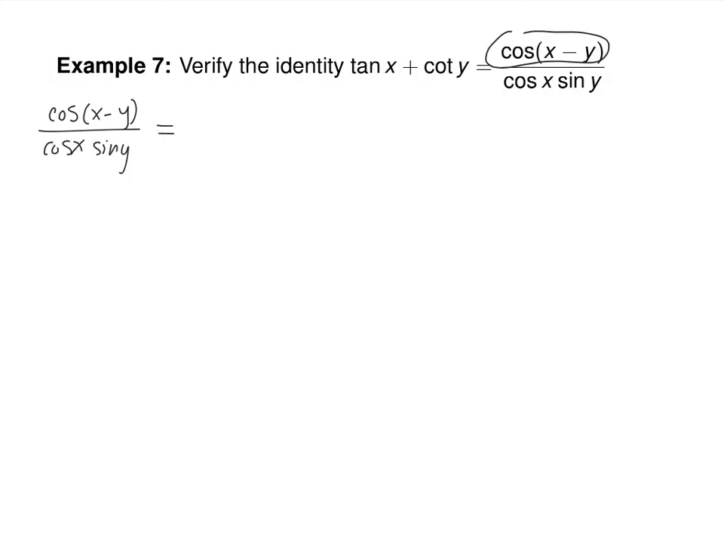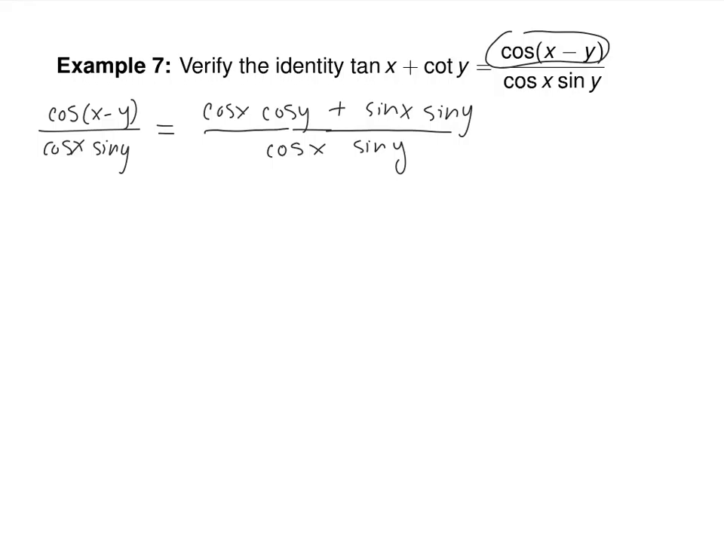And I think cosine of x minus y was the first one we did, right? Okay, so that's going to be cosine x, cosine y plus sine x and sine y, all over cosine x sine y. Is everyone okay with that part?